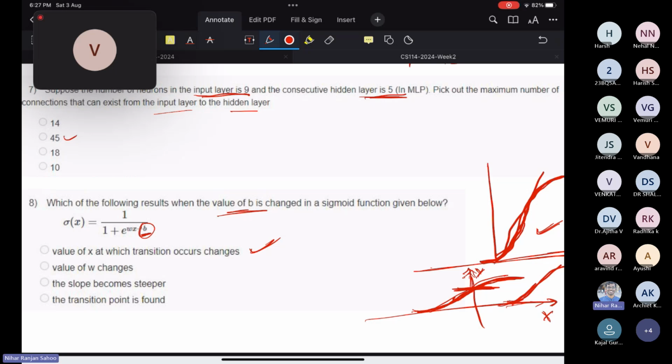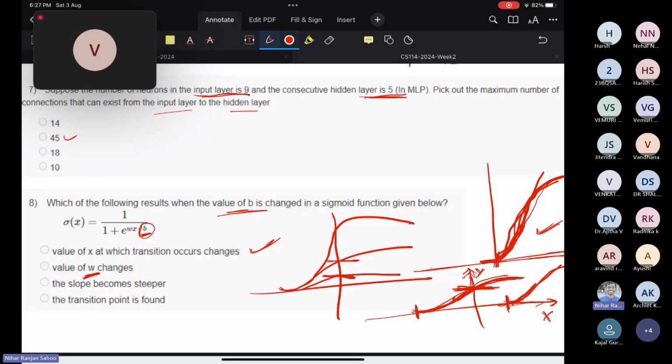Clearly, the value of W will give us the transition point for y-axis. What do we mean by transition point for y-axis? Whether it is very steep, whether it is very smooth, whether it is completely flattened. This is the transition point of y-axis. And where you are having the starting point, whether you are starting here or starting here, this is called the transition point of the x. That is not clearly mentioned here, whether it is x or y. So this option is not completely true.